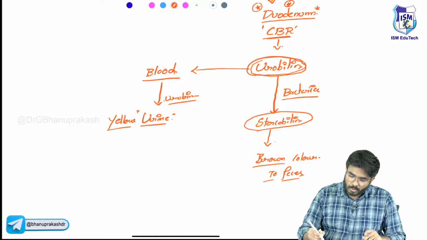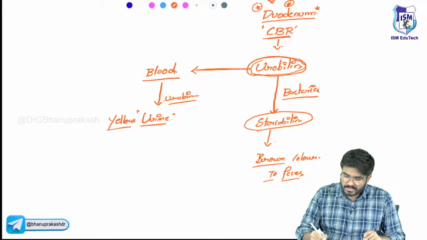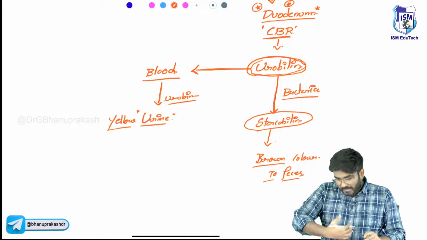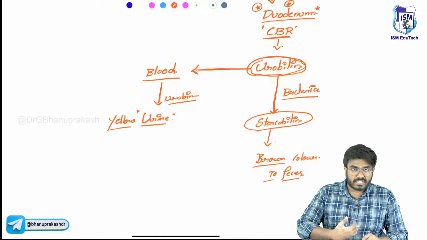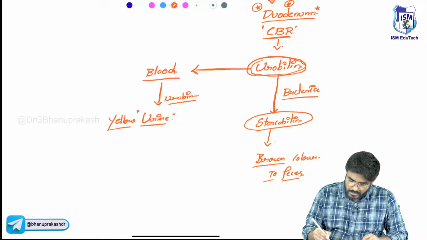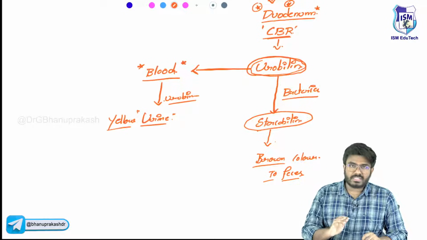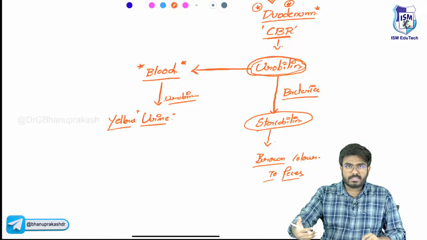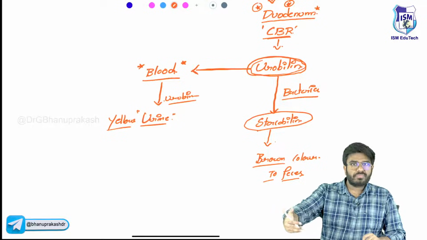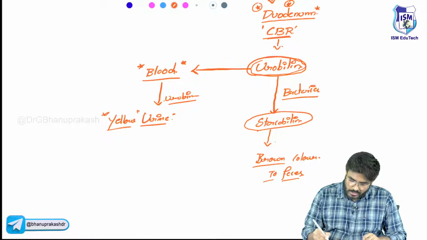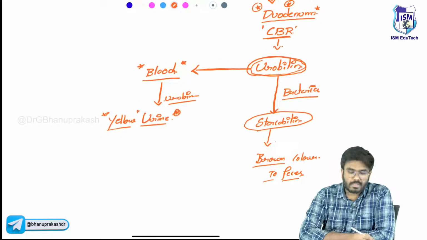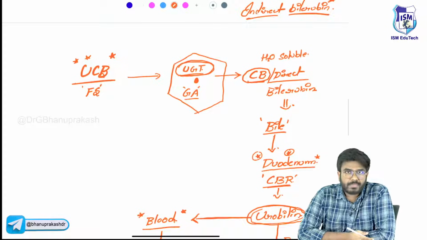Some amount of urobilin will be reabsorbed from the intestines into the blood. This urobilin in the blood is filtered into the kidneys, and the urobilin goes out in the urine, which gives the yellow color to the urine. This is something normal.